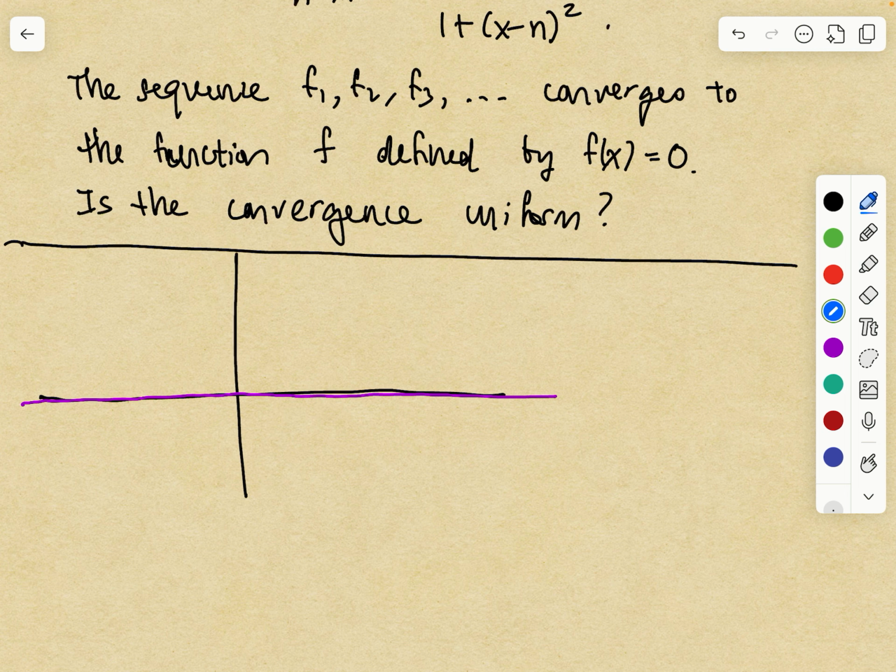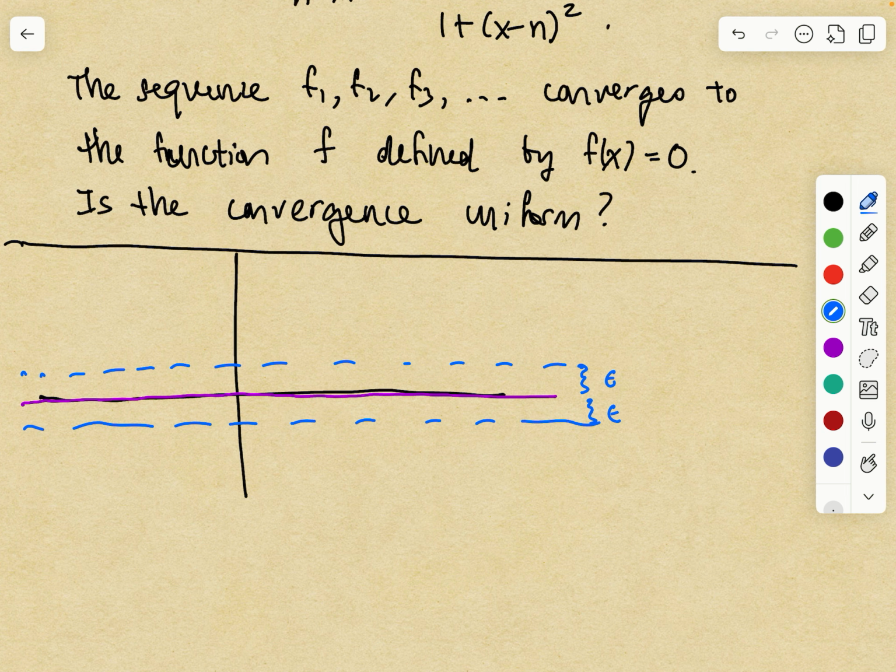And remember what uniform convergence means. It means that for every epsilon, there is a capital N such that for all little n greater than capital N, the f sub n's are always within epsilon of f. So in this case, what we need is for every epsilon, we need some integer capital N such that for all little n greater than capital N, the f sub n's are always within negative epsilon to epsilon, within this band.